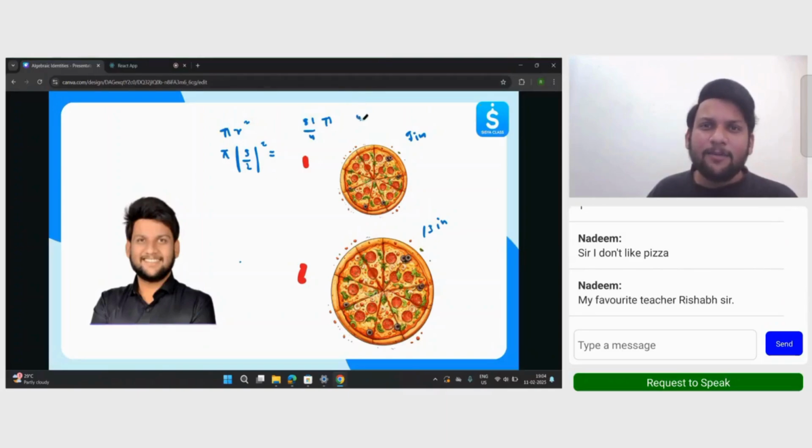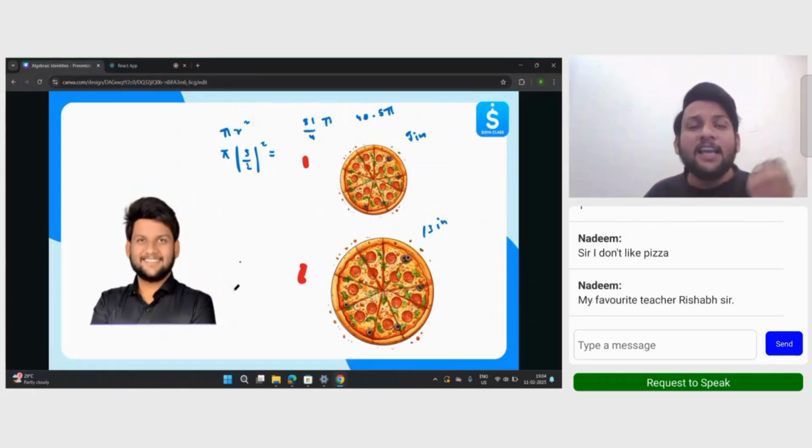If I take this, it will be 40.5 pi. Right or not? 81 by 4, I will multiply by 2, I will get 81 by 2, that is 40.5. Okay, this is for two small pizzas, mind you. Let's consider the second option. What is the diameter in this case? It is 13 inches. So let's do some maths.